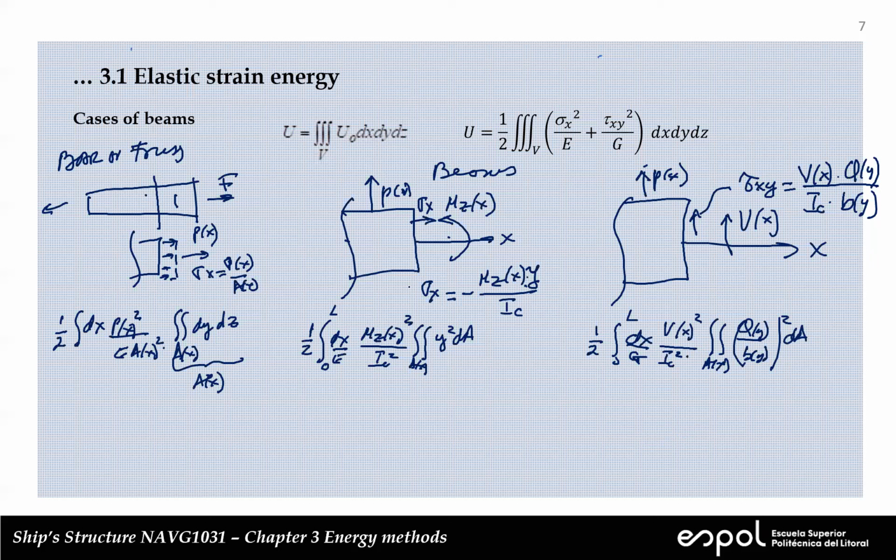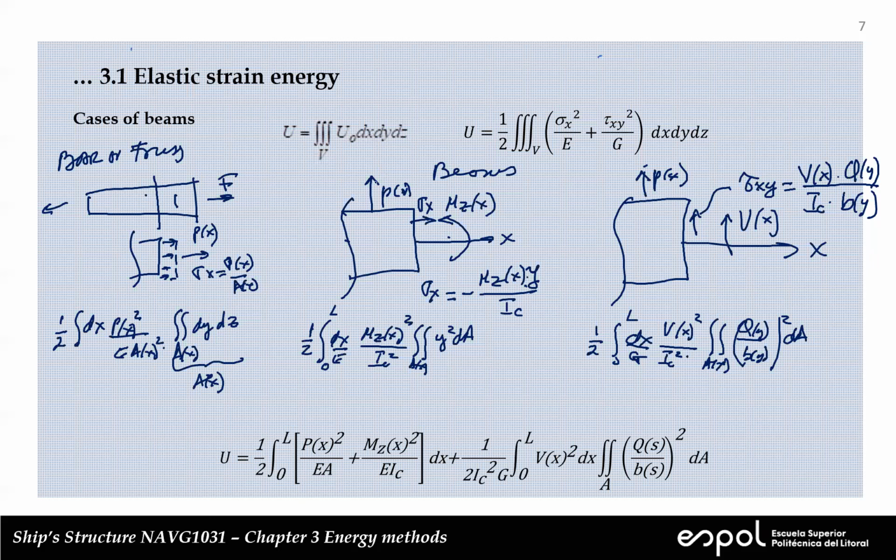So if we had a bar or a truss, that means that we have forces in the x direction. We are going to have the first term, this one here. If we have pure bending, this is here. If we have to include shear, this is what we are going to obtain. Okay. This is the type of expression that you need to apply in order to apply this methodology.